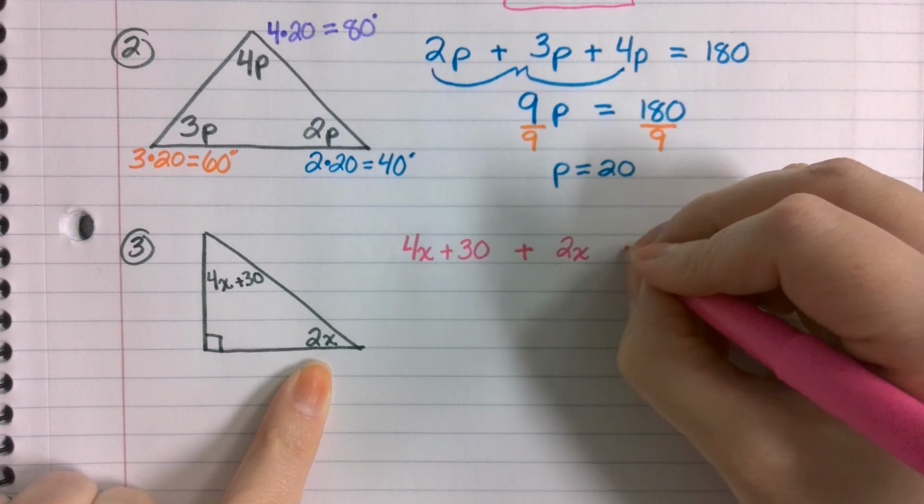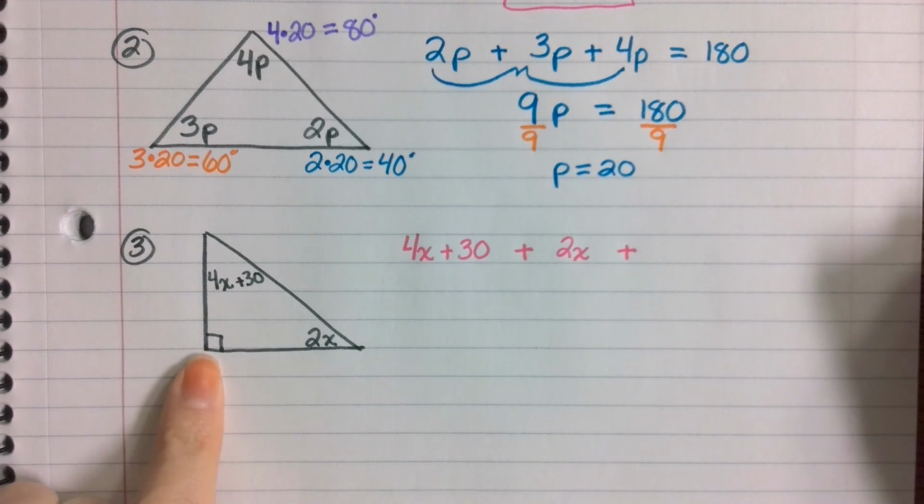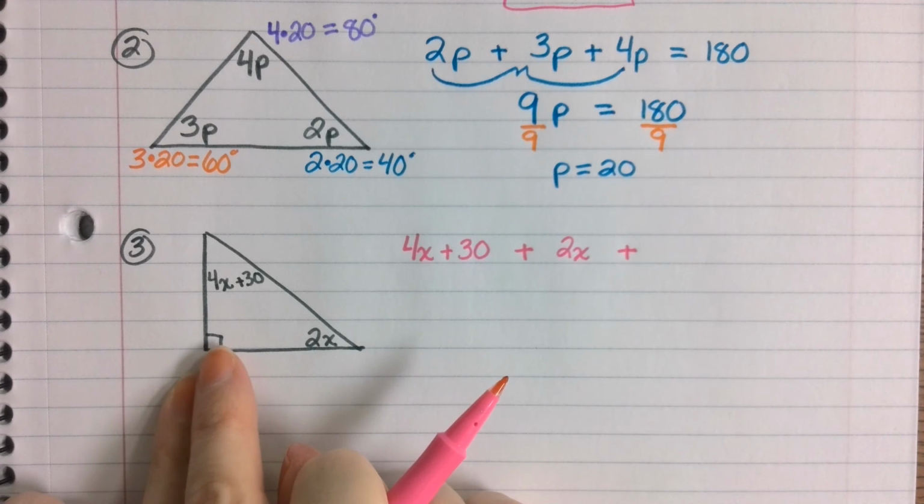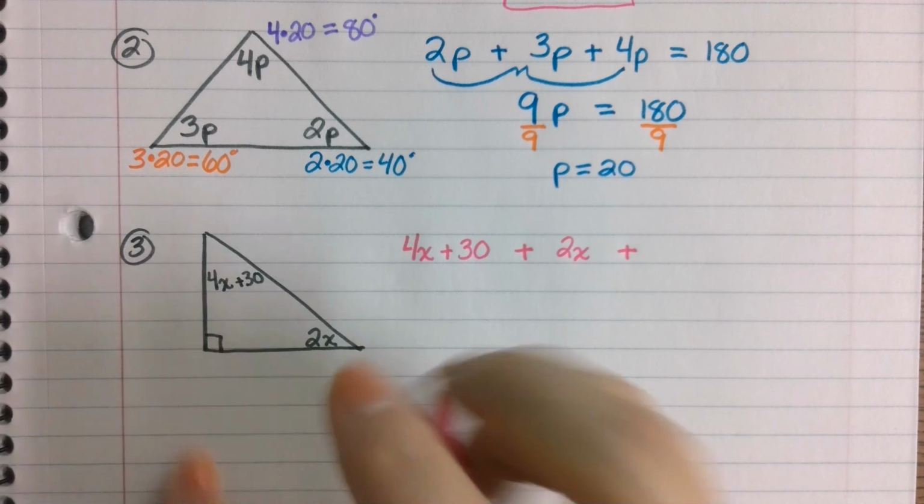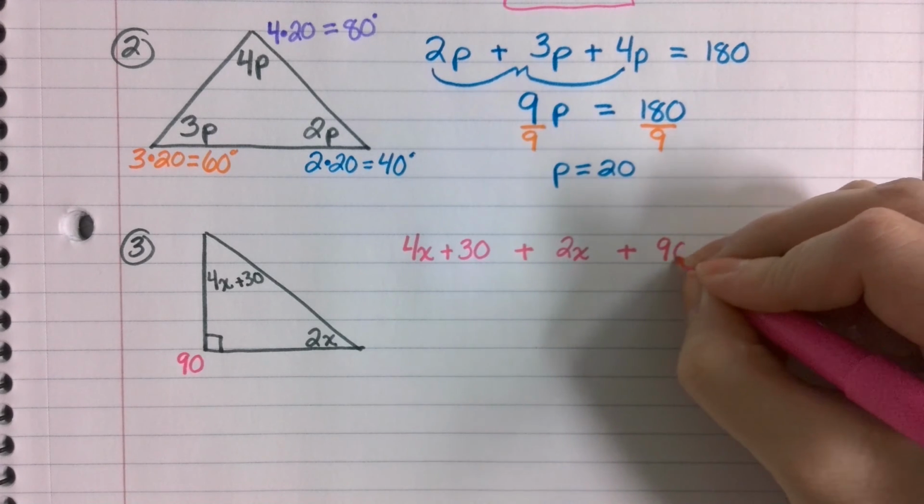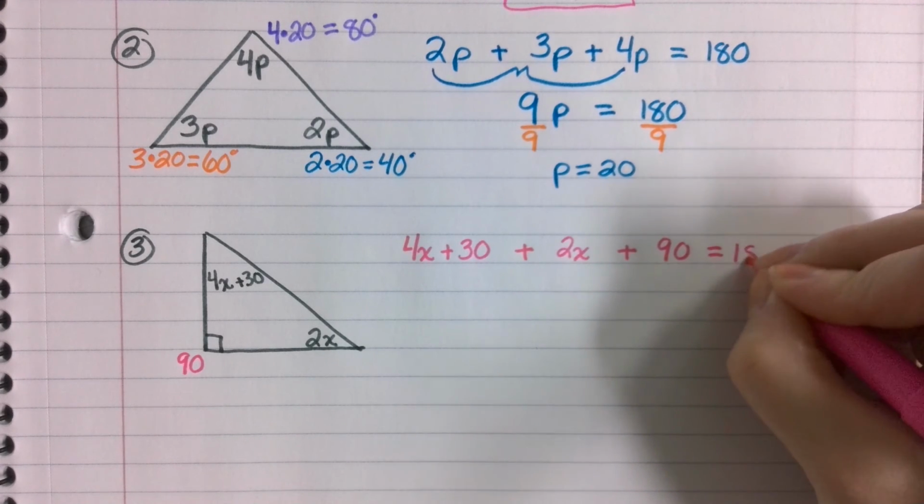And I'm going to add that with my third angle. That doesn't have anything written. But what do I know it is? 90 degrees, because it's got that right angle symbol. That symbol indicates to you that this is 90 degrees. So I'm going to put plus 90, and that's equal to 180 degrees.